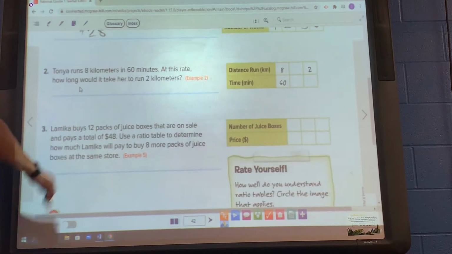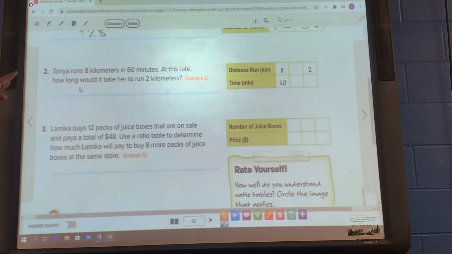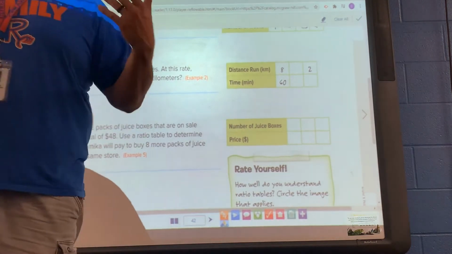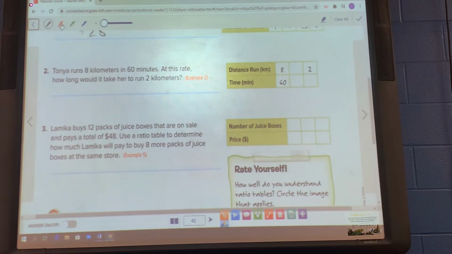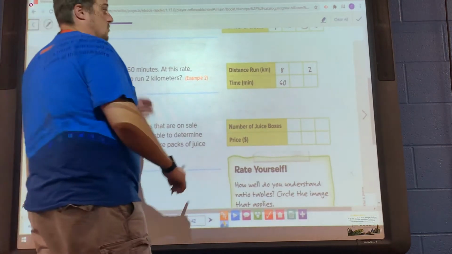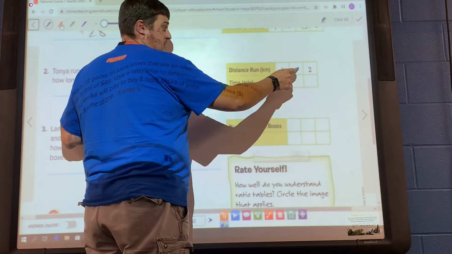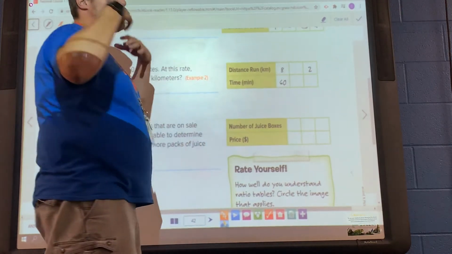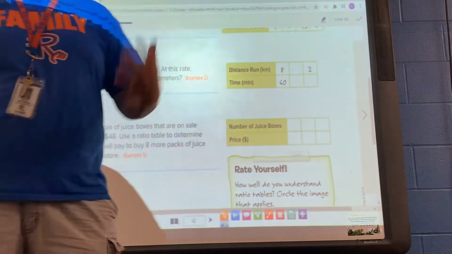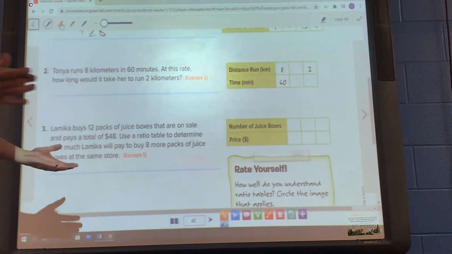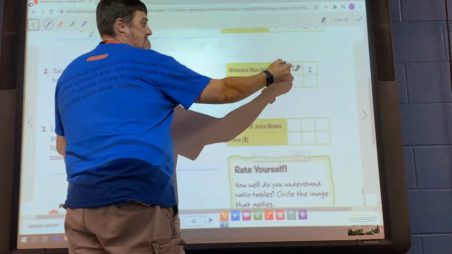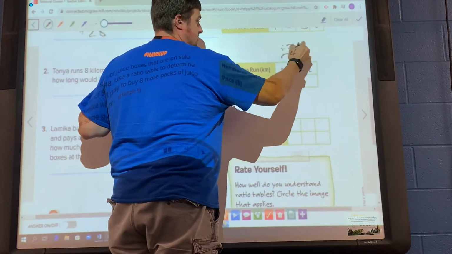So like this one. Tanya runs 8 kilometers in 60 minutes. At this rate, how long would it take her to run 2 kilometers? So we're not finding how many kilometers she ran, we're finding how long it took her to run the 2 kilometers. So we went from 8 to 2, but we're missing a piece of information. So you need to come up with a good number, a factor of both 8 and 2. Well, that'd be 4. So how do we get from 8 to 4? Well, we divide by 2.